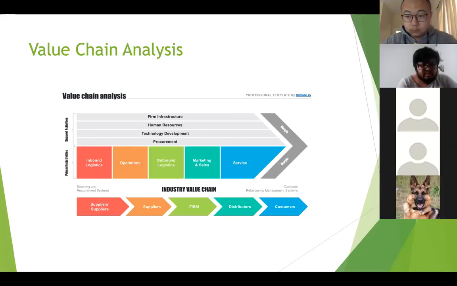There's no support activities in the industry value chain.